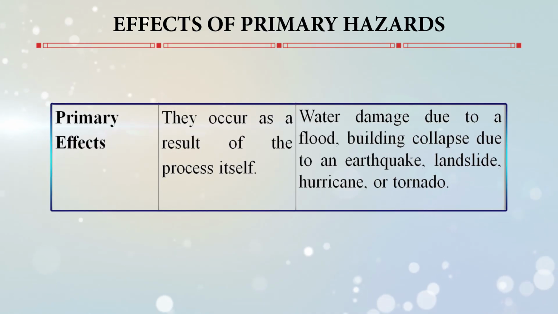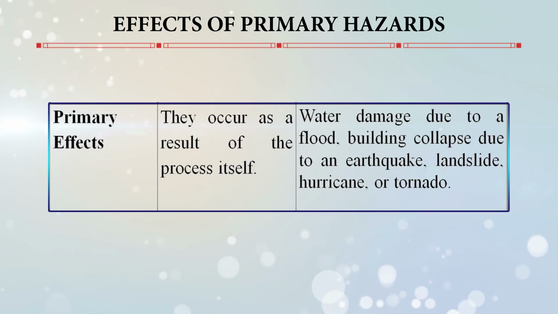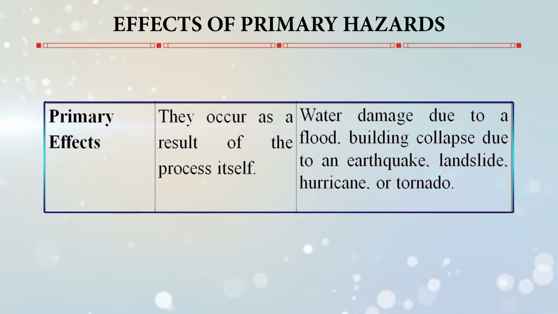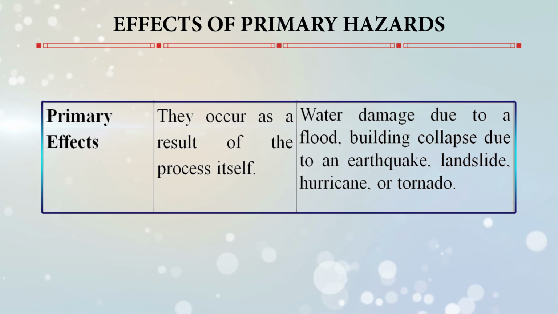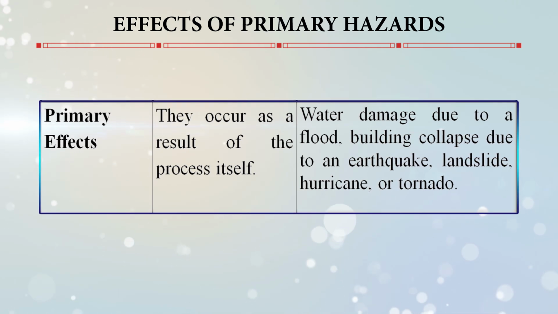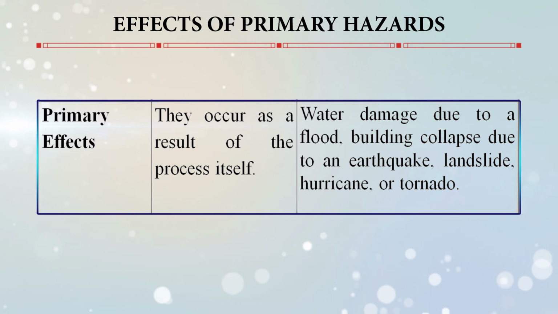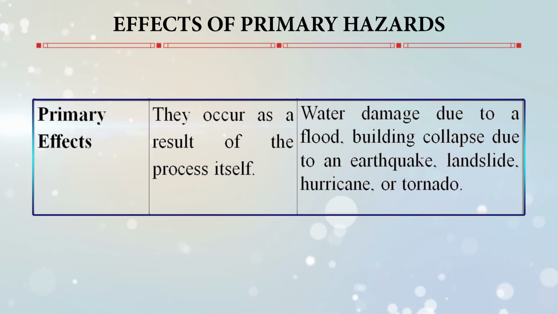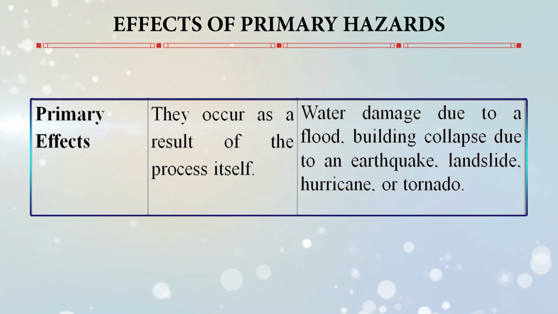So, what are the effects of the primary hazards? Primary effects occur as a result of the process itself. The examples are water damage due to a flood, building collapse due to earthquake, landslides, hurricane or tornado. So, these are the primary effects and they occur as a result of the process itself.